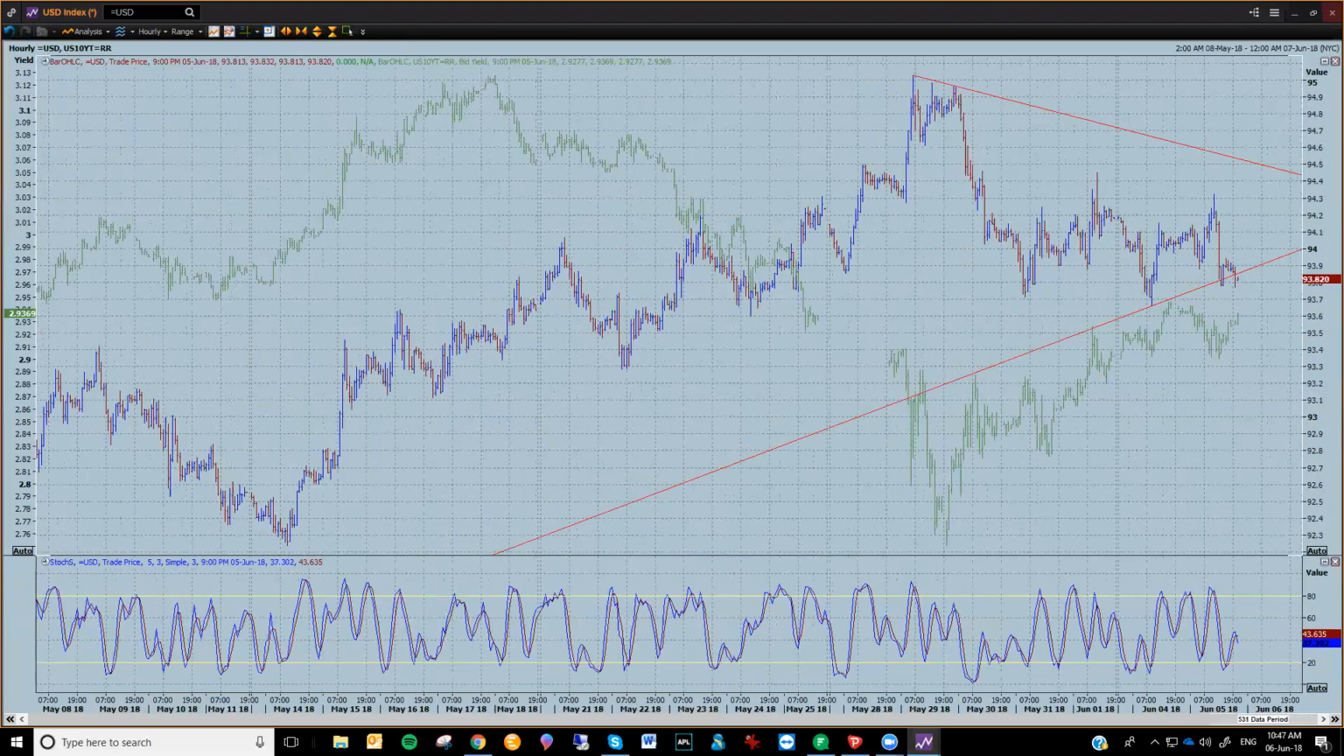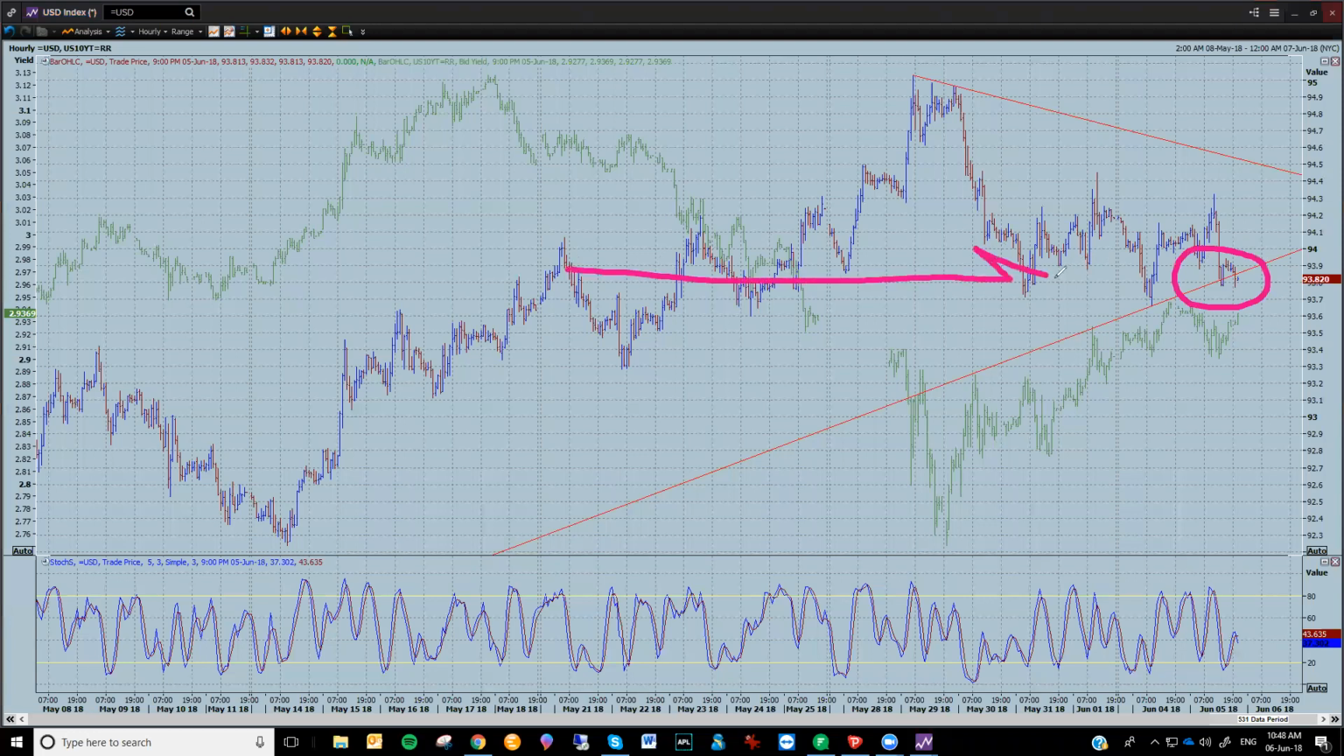You can see it has broken down slightly here on the trend line, but that's not a trend break as such. As you can see, it's been trading sideways through here for some time. We use the trend line to isolate potential entries, but you can see it's just drifting sideways.